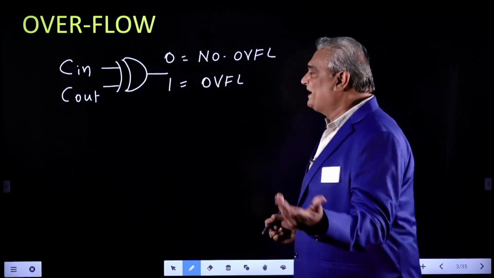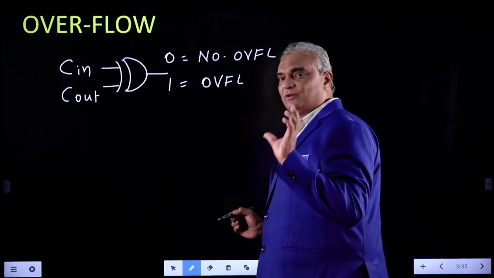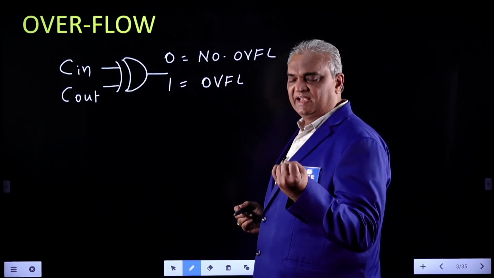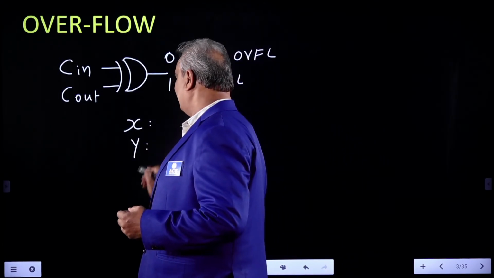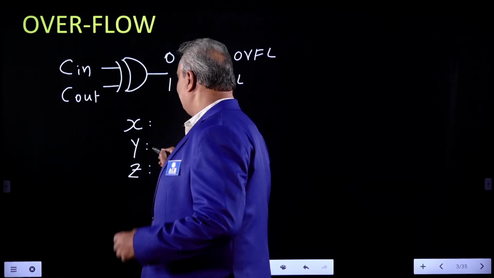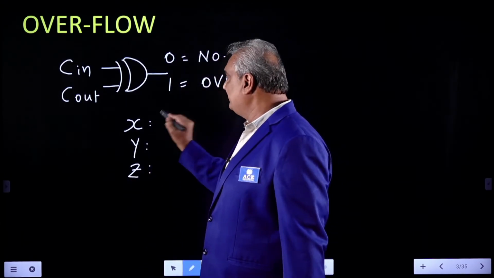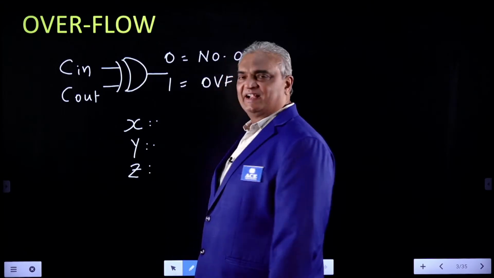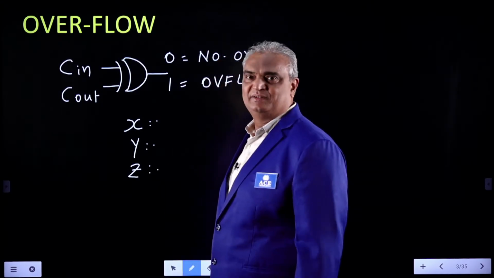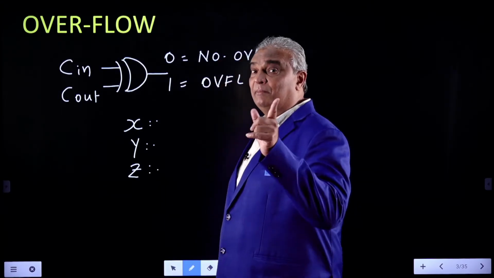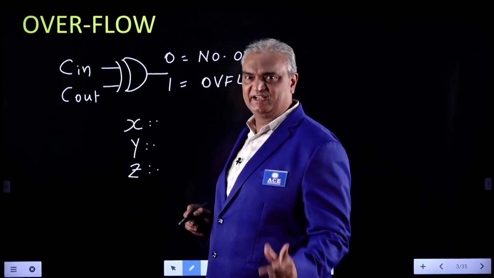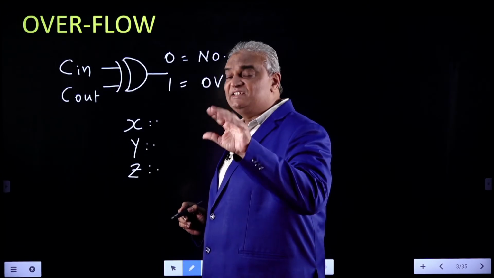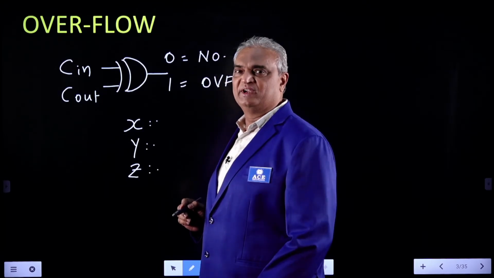Okay, now sometimes a question will be given like this. X is the sign bit in the first data. Y is the sign bit in the second data. Z is the sign bit in the result, meaning the MSB in the result, but these do not belong to C in, C out. Then what is the procedure to detect overflow? What is the expression for computing overflow detection?